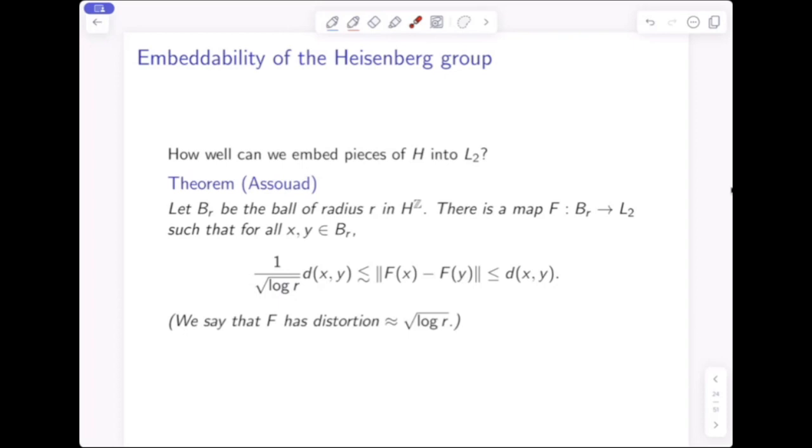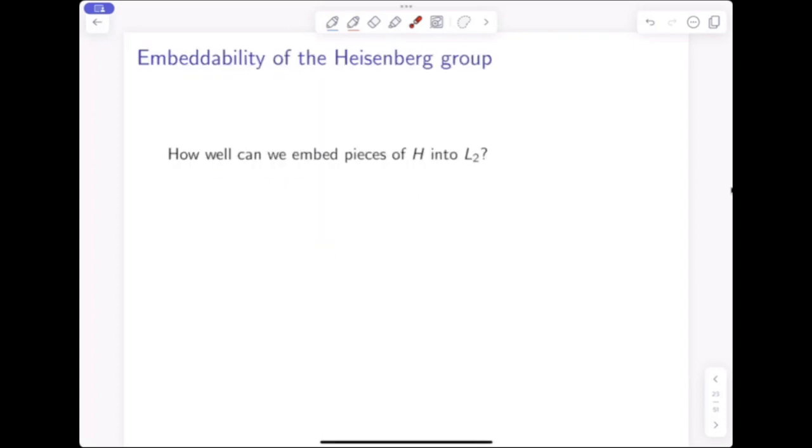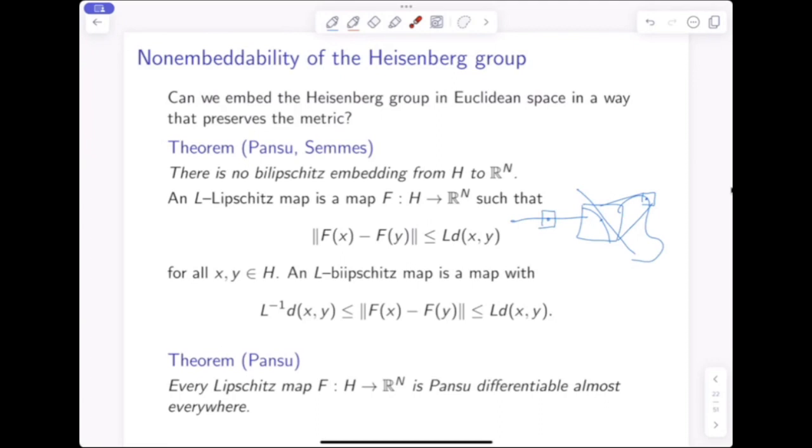So how do we construct such a map? How do we construct a nice embedding of the Heisenberg group into Rn? Well, one way to do this is to look a little more closely at this theorem of Pansu. Pansu said that every Lipschitz map from the Heisenberg group to Rn is close to a homomorphism almost everywhere.